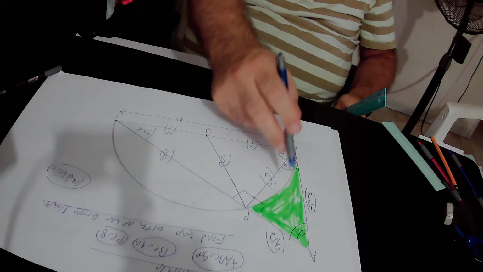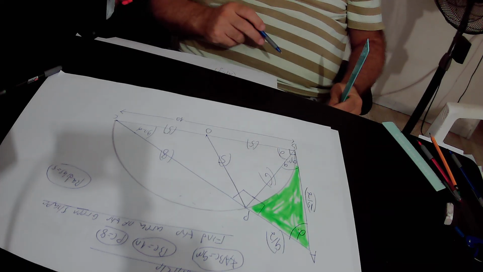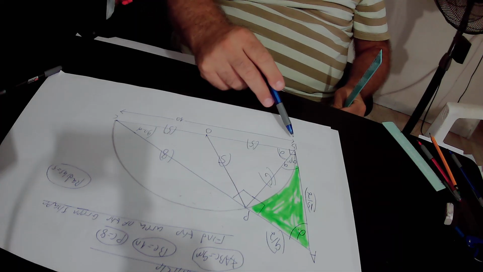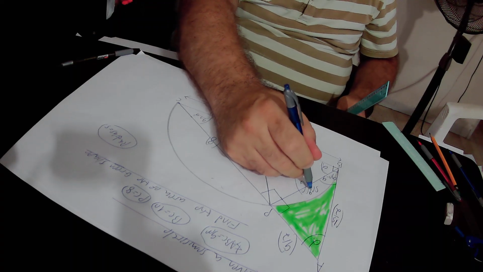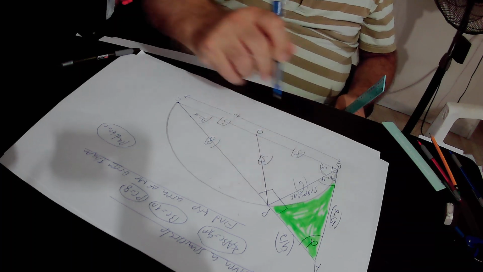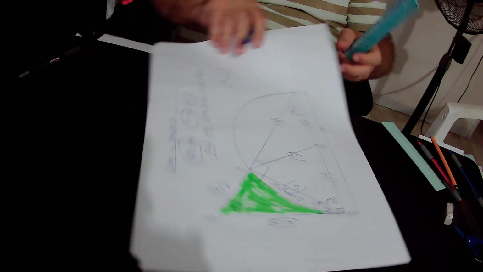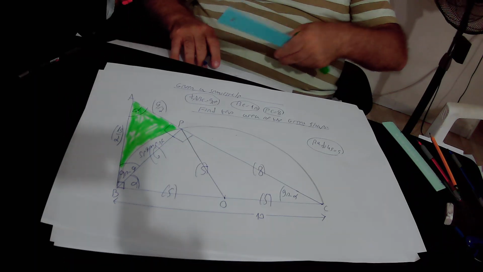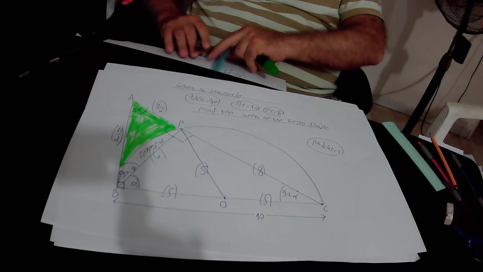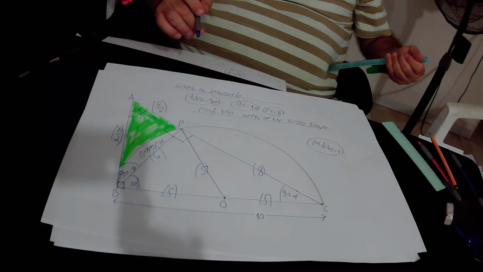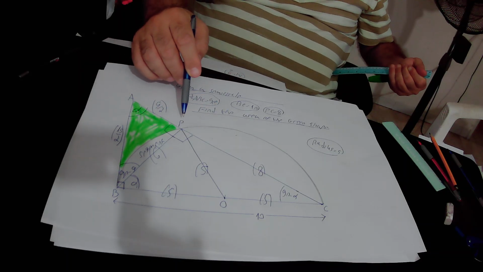Our mission is to find the area of this vein shape. In order to find it, we have to find the area of this segment BP. So what is the area of segment BP? From the drawing, it is very easy to see that the area of segment BP is equal to the area of sector PBO minus the area of triangle PBO.